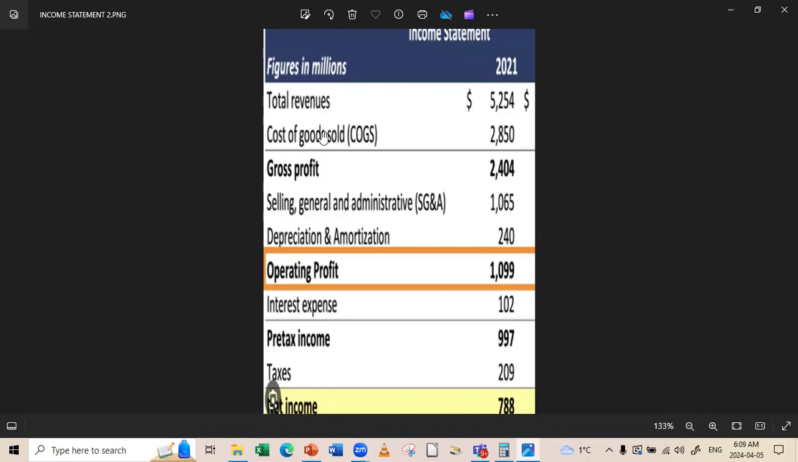Okay, we'll deduct from it the cost of goods sold, which we did in the previous statement. It will be the starting purchases during the year, minus the allowances and minus the discounts, plus the freight and costs. That will give me the cost of goods sold, like I showed you in the previous statement. So we'll say now 5,254 minus 2,850.